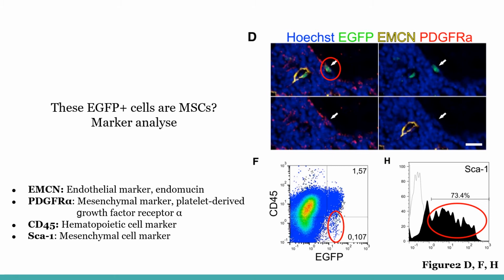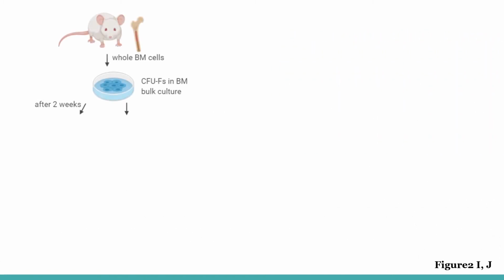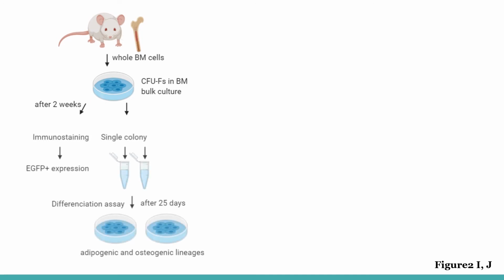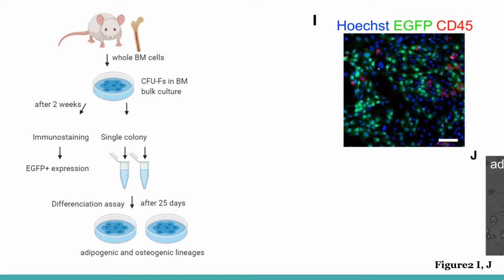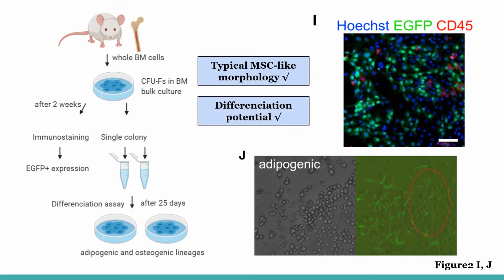So after confirming the MSC nature by the markers analyzed, they wanted to confirm the colony-forming capacity and the differentiation potential of these EGFP positive cells. So they plated whole bone marrow cells to perform a CFU-F assay, and after 2 weeks, they screened the cultures for EGFP expression in developing colonies. They picked single colonies to do the differentiation assay, and they found that all the CFU-F colonies contained EGFP positive cells, which confirmed the EGFP cells have the typical MSC-like morphology.